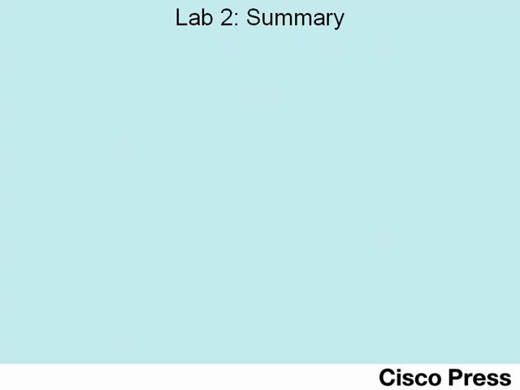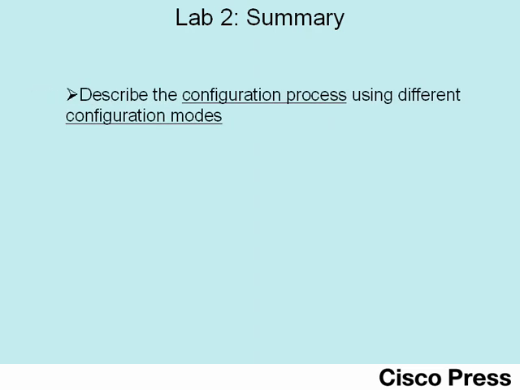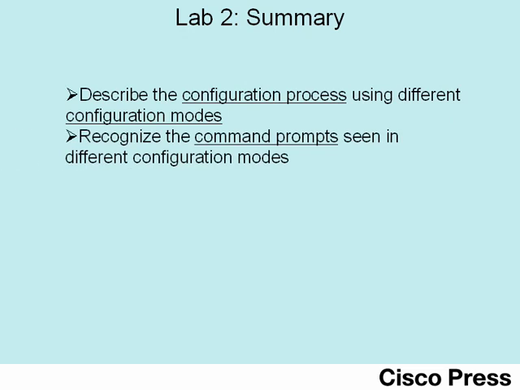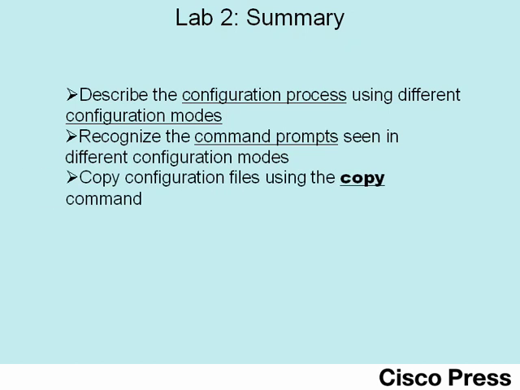This concludes lab number 2. In this lab, you've learned how to describe the configuration process and how it uses different configuration modes. You've also seen the different command prompts that identify several of the more popular configuration submodes. And you've seen how to use the show and copy commands, in particular how to use the copy command to copy the running configuration file and the startup configuration file.